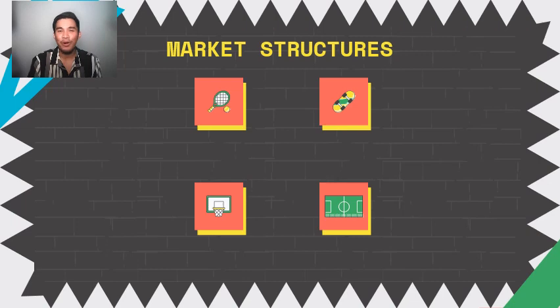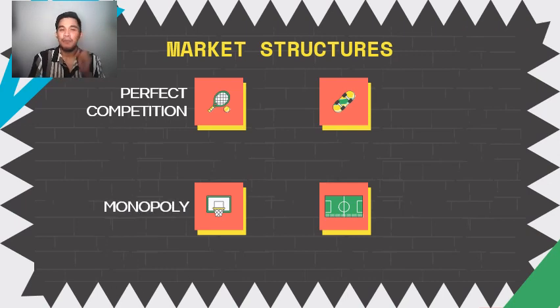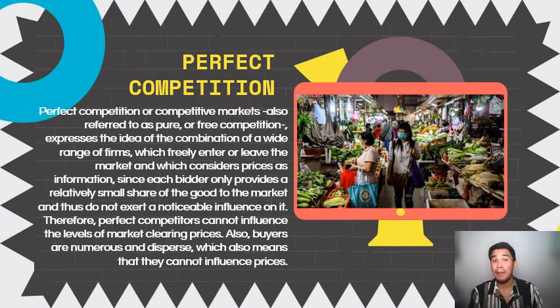So let us begin with, okay, let me present first the market structures. We have the perfect competition, we have the monopoly, meron tayong monopolistic competition, and the oligopoly. Let us begin with the perfect competition.